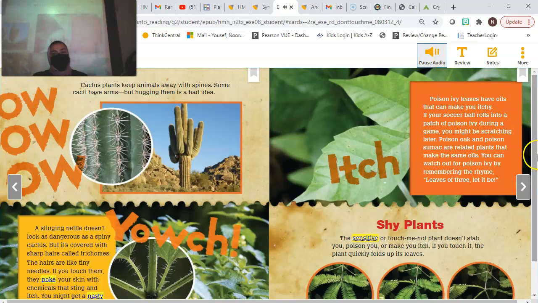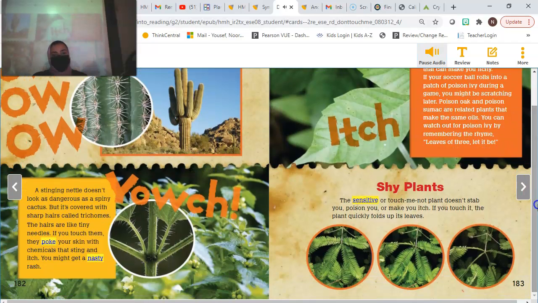Ow, ow! A stinging nettle doesn't look as dangerous as a spiny cactus, but it's covered with sharp hairs called trichomes. The hairs are like tiny needles. If you touch them, they poke your skin with chemicals that sting and itch. You might get a nasty rash.